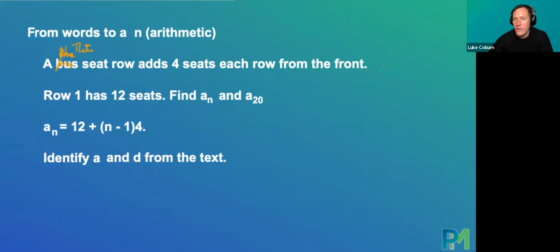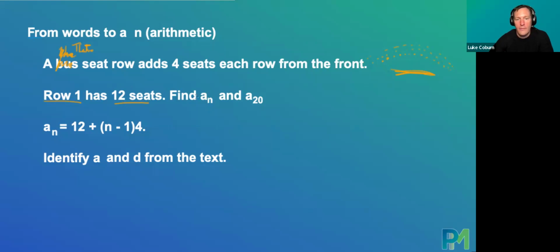So here's a screen, and here's the first row. 1, 2, 3, 4, 5, 6, 7, 8, 9, 10, 11, 12. And then we have the same thing in the next row, and then the next row, we've got more like that. So what we're doing is, the first row, row 1 has 12 seats.